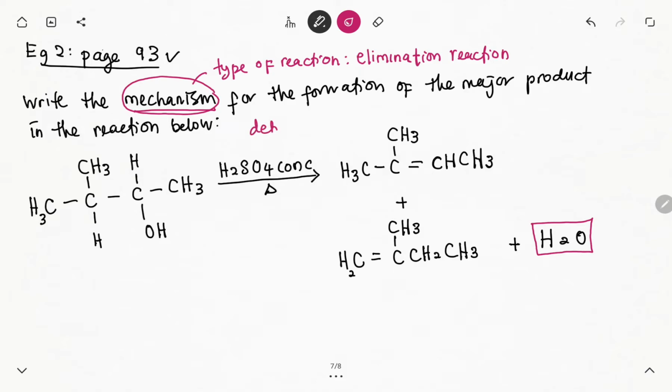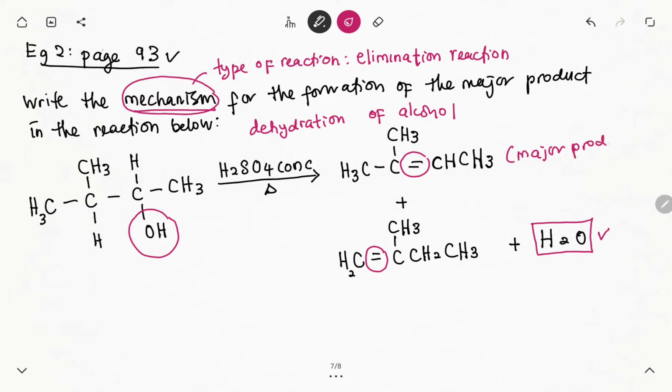So prove how elimination of water occurs by using the process of what? This is dehydration of alcohol. By using the alcohol group, we try to eliminate water to produce a carbon-carbon double bond, but the first structure we can classify as the major product according to the Zaitsev rule, and the second structure is the minor product.